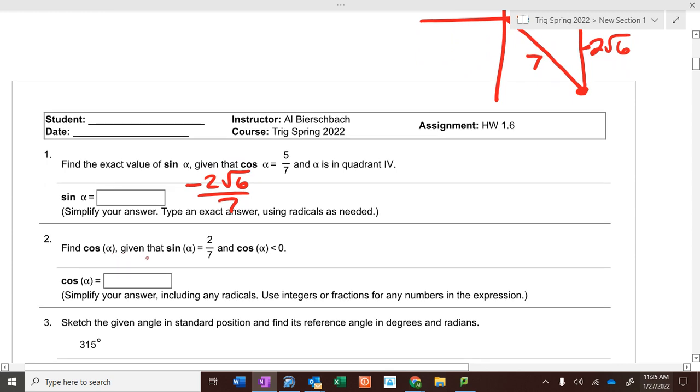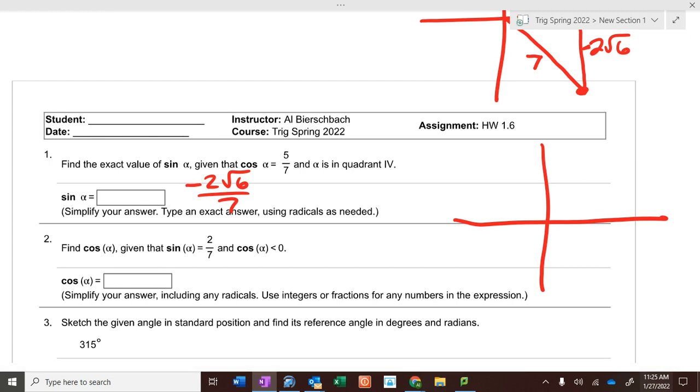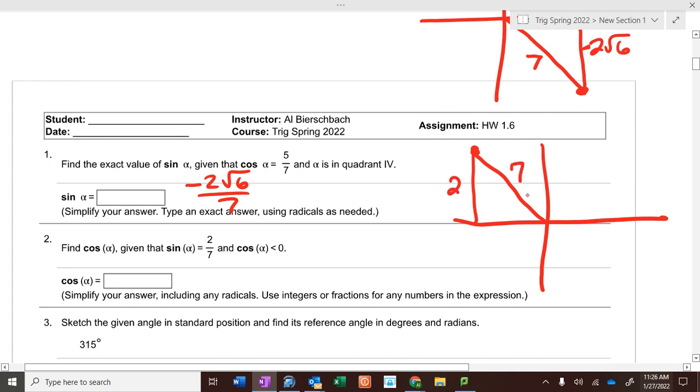Now, find the cosine of alpha, given that the sine of alpha is 2/7 and the cosine is negative. Where would the cosine be negative and the sine be positive? Looking at your unit circle, where is x negative and y positive? Quadrant 2. So I must be in quadrant 2 somewhere. So I draw it out here and draw it down. Now the sine is 2/7. What two parts do I know? The vertical line is 2 and the hypotenuse is 7.